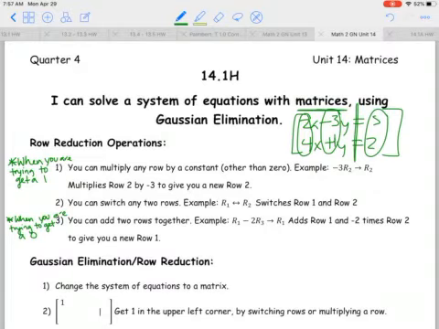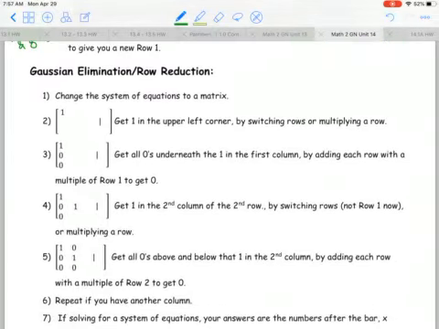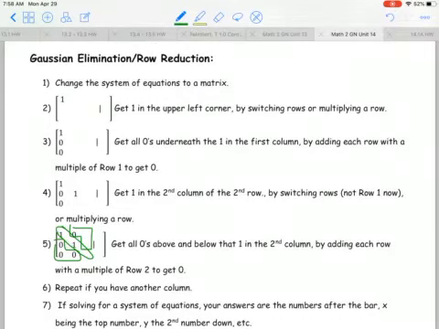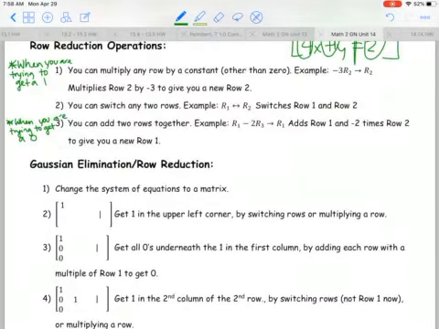Now our goal here is to get a problem where this bar, everything on the left, has ones across the diagonal and zeros everywhere else. And then our answers would be here. Whatever three numbers are there are x, y, and z, or if you have two answers, it's x and y.